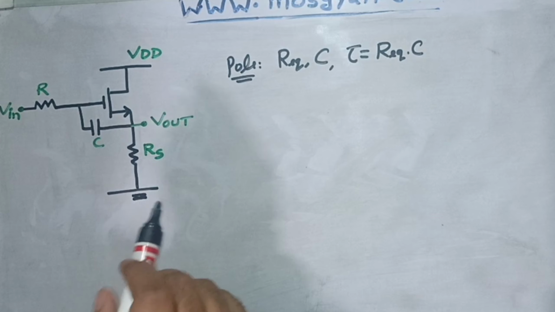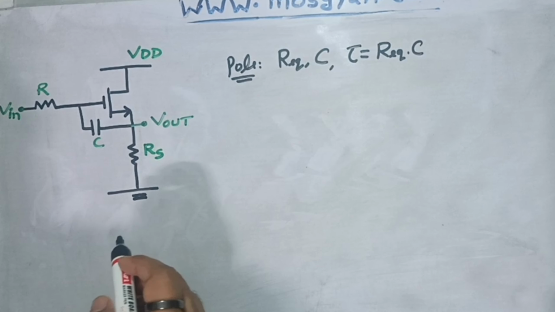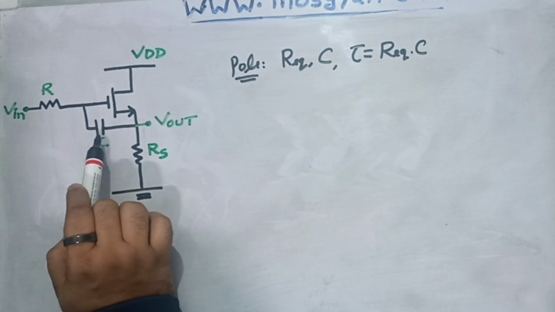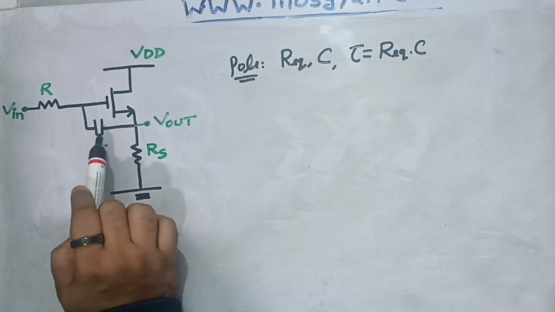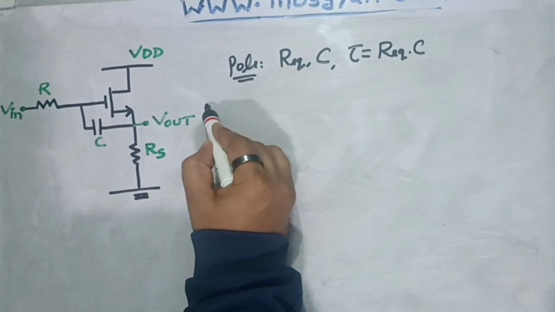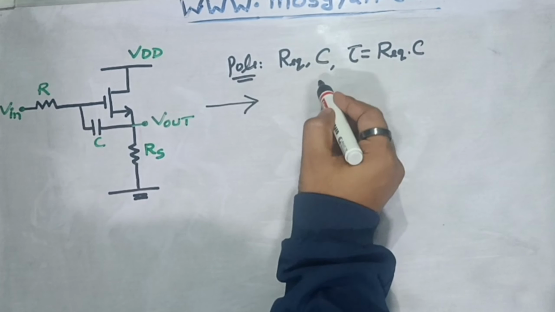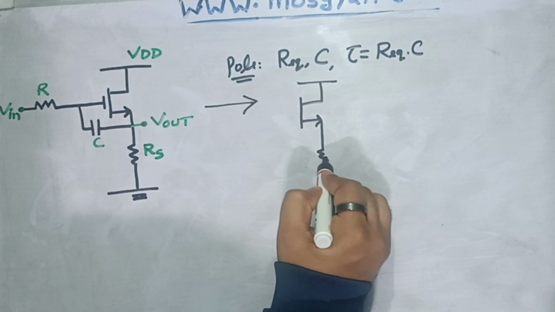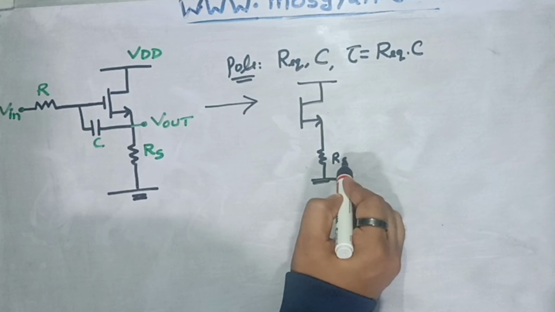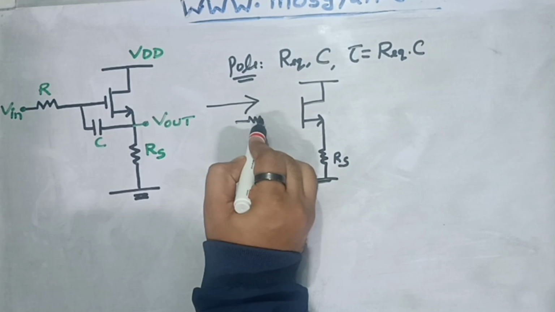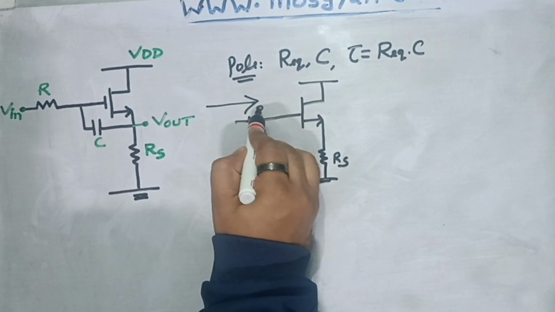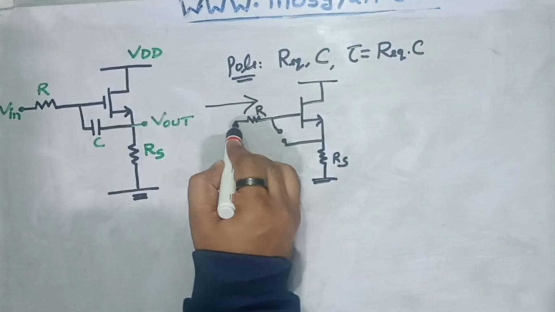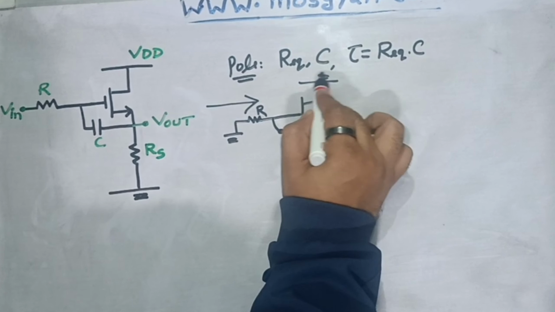If I have to calculate R equivalent for this circuit, what I can do, I can short all the DC sources and this capacitor will become open. So in that case, I can find the R equivalent for this circuit. So if I redraw the circuit for finding R equivalent, this is how the circuit will look like. It will have the RS component. It will have this gate resistance also. But this capacitor will now be open. And this input will be grounded. Similarly, this will also be grounded.